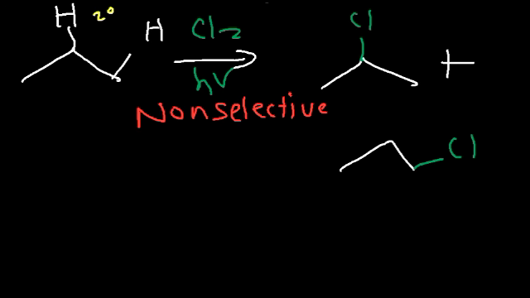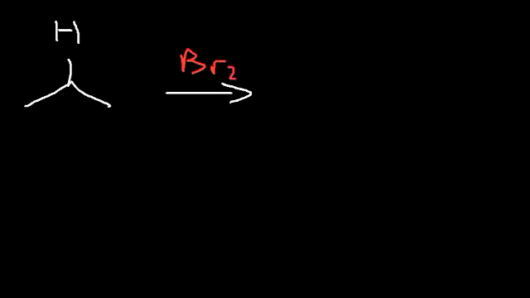Now, for the bromination of propane, it's different. Bromine is less reactive than chlorine. With bromine, you may need to irradiate the sample with light, and you may have to heat it up as well, maybe above 100 degrees Celsius or something. Because this reaction is slow, you have to heat it up.